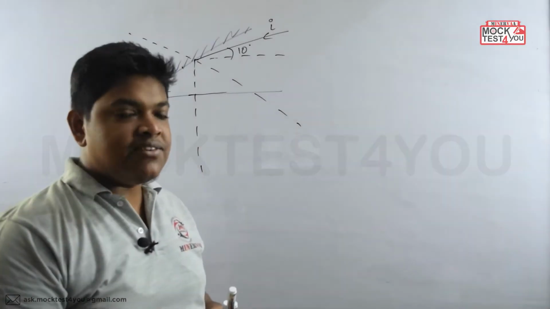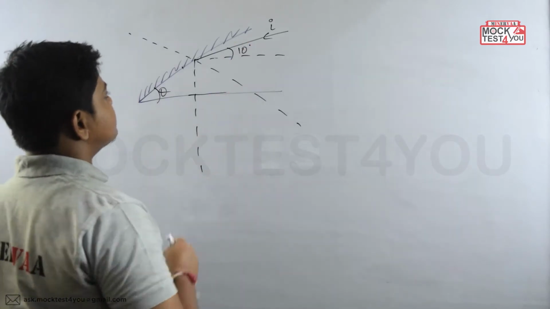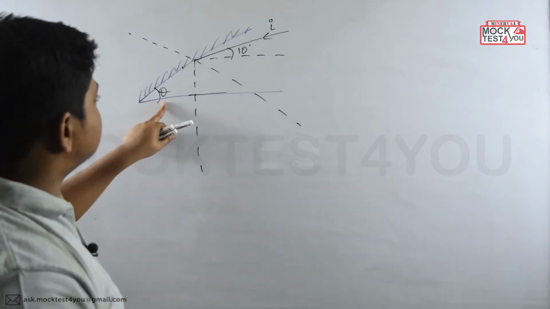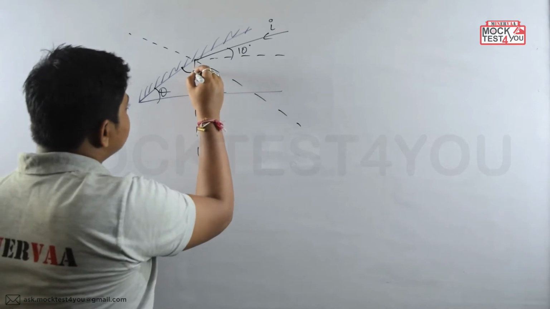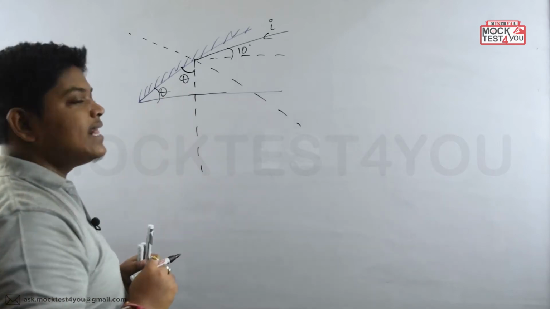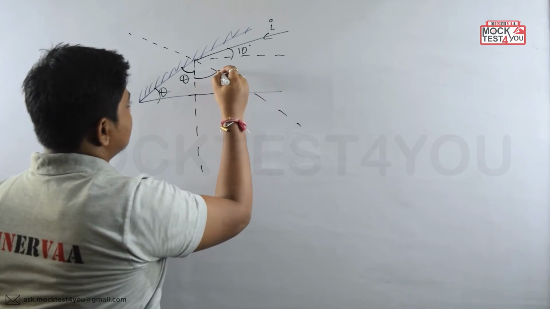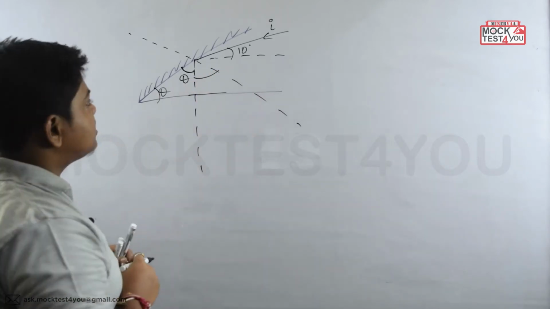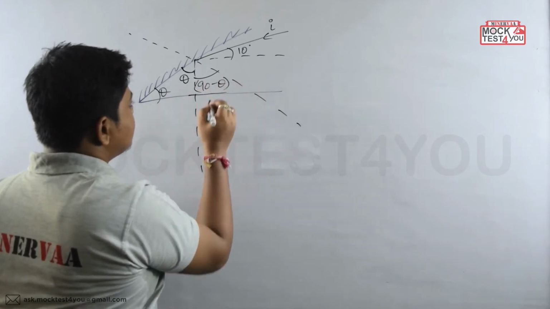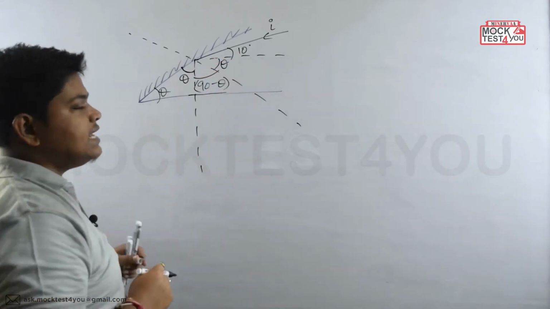Now in this question, it is given that there is an inclined plane, and the incident angle is given as 10 degrees. You have to find the value of theta. Now if that angle is equal to theta, then obviously this small angle will also be equal to theta. Then this portion will be equal to 90 minus theta, because this angle is also equal to theta, right?